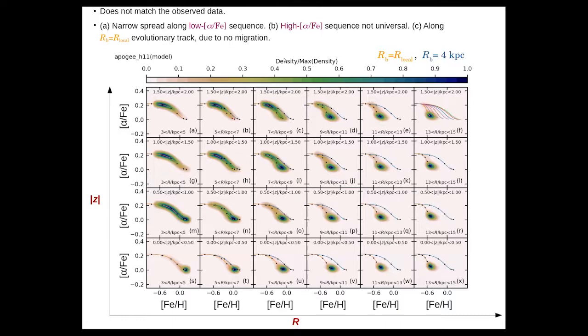Now, if you don't put in radial migration, you get something like this, which doesn't look like the data at all. Most of the stars are confined to narrow evolutionary tracks, which are the local birth tracks for those stars. The low alpha sequence is not spread out as it is in the data. This highlights the importance of radial migration.